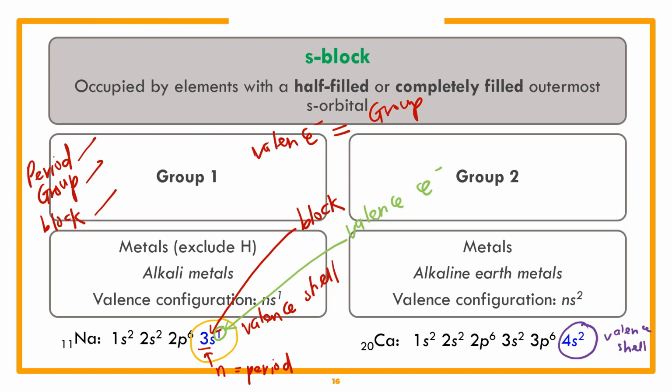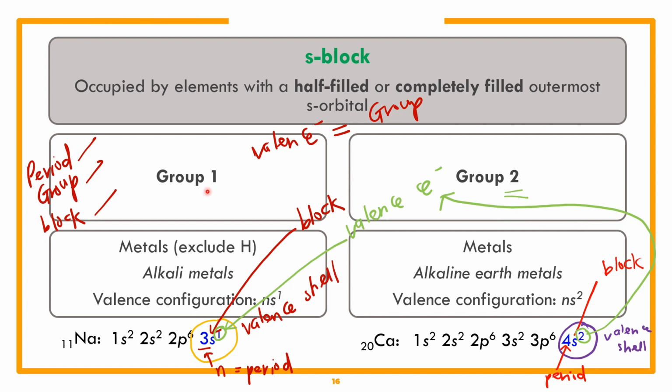In this valence shell, we have 4, which refers to the period. The s here refers to the block and 2 over here refers to the valence electron. Since calcium has 2 valence electrons, it is located in group 2. Why? Because for an s block element, the number of valence electrons equals the group itself. If the valence electron count is 2, this element is located in group 2.